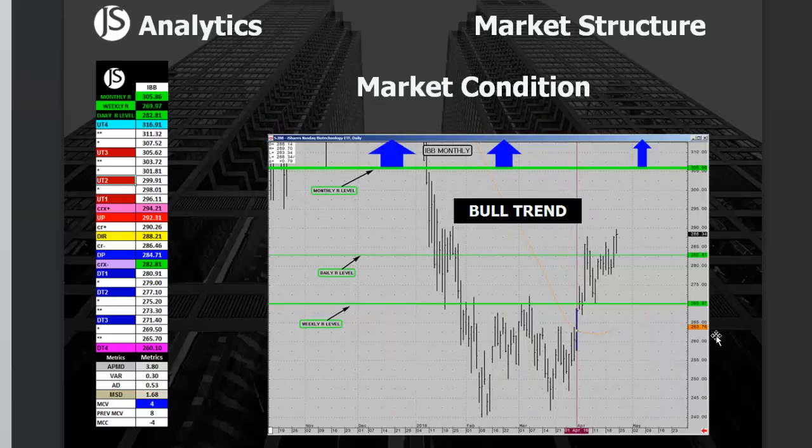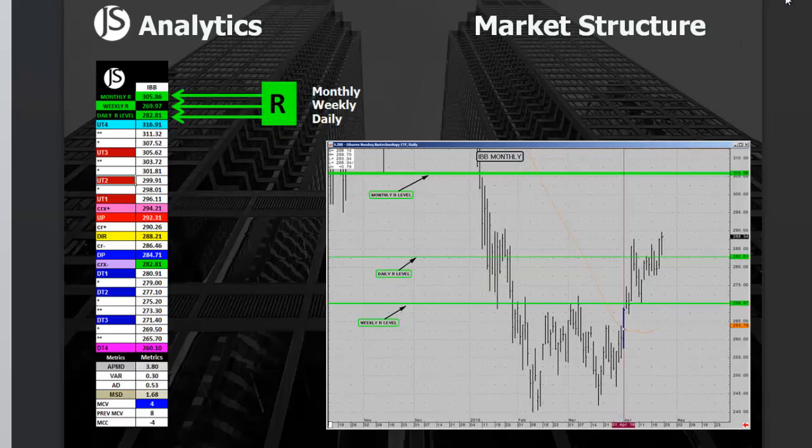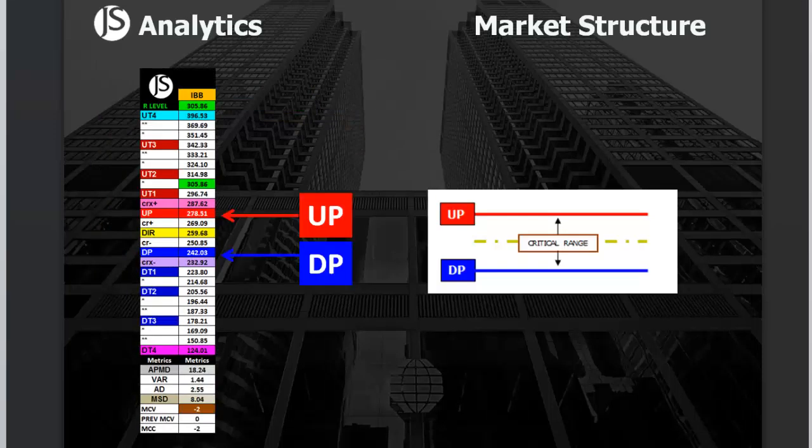And conversely, for the market to shift sentiment, it would have to rally above the monthly R level at 305.86 to put all the weekly, daily, and monthly sentiment in alignment and put the market into a bull trend. Again, identifying sentiment bias for the daily, the weekly, and the monthly provides clarity to the technical condition. That's the first step to understand the bigger macro picture as you start your day.